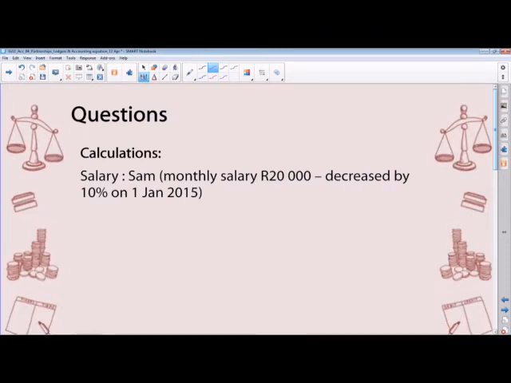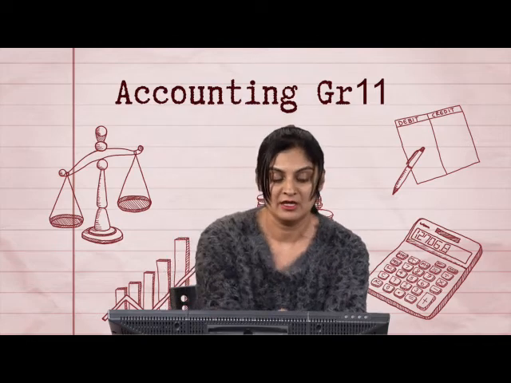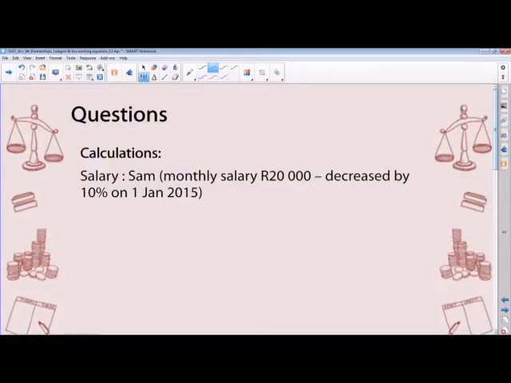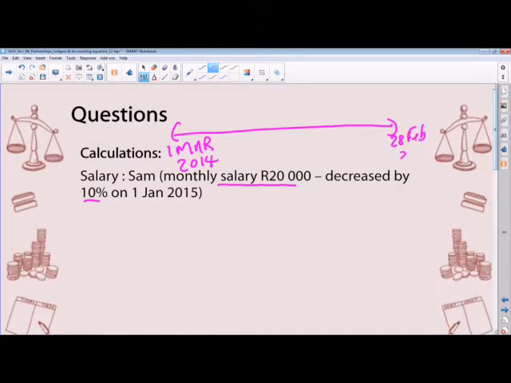Right, you guys have your calculators in front of you because remember you're working with me. Right, so your salary for Sam, his monthly salary, I've just summarized, is 20,000. And remember, it decreased by 10% on the 1st of Jan 2015. So at the top, I'm going to quickly draw the financial year that you're working for, which starts on the 1st of March 2014 and it ends on the 28th of Feb 2015. Right, so in terms of this information, on the 1st of January 2015, that's when the partners decided to decrease their salary.